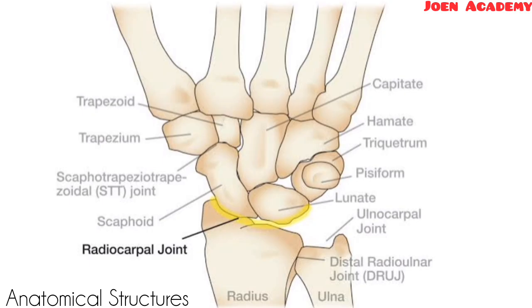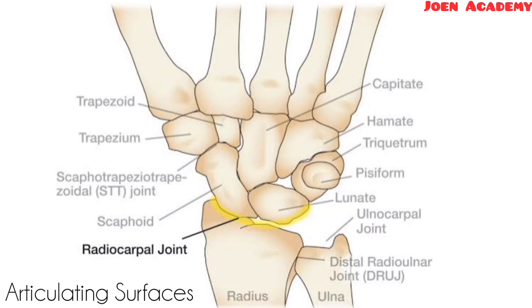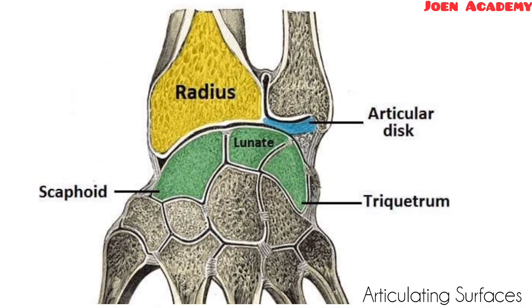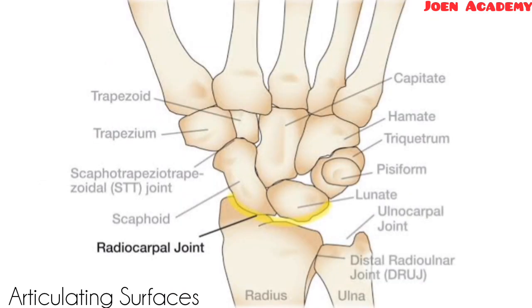Just like every other joint we have discussed so far, the wrist joint has articulating surfaces, joint capsule, and stabilizing ligaments. The wrist joint is formed by an articulation between the distal end of the radius and the articular disc, and also the proximal row of the carpal bones, with the exclusion of the pisiform. Together, the carpal bones form a convex surface which fits into the concave shape of the radius and articular disc.